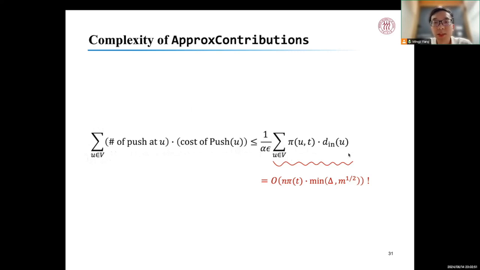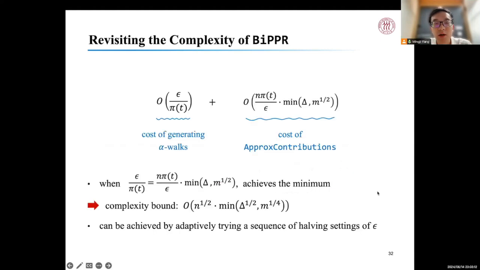A key observation in our work is that this expression can be bounded by O(n times the PageRank value of t times the minimum of the maximum outer degree of the graph and m to the 1/2). Let's first see how these new bounds of approx contributions can lead to our claimed bound for approximating single node PageRank.